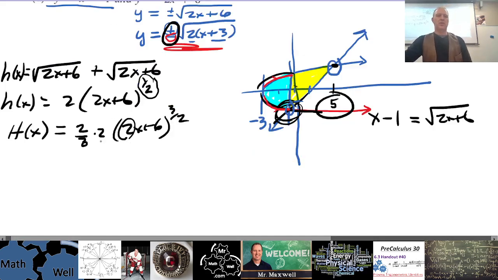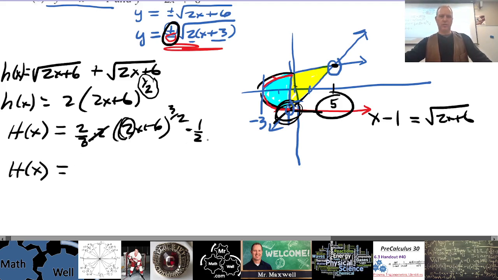Because we want to undo the chain rule, we have to multiply by 1/2 here to get rid of the chain rule. Okay? So that simplifies down, let's see if we can do this. The 2's will go away, and we have 2/3 times 2x plus 6 to the 3/2.